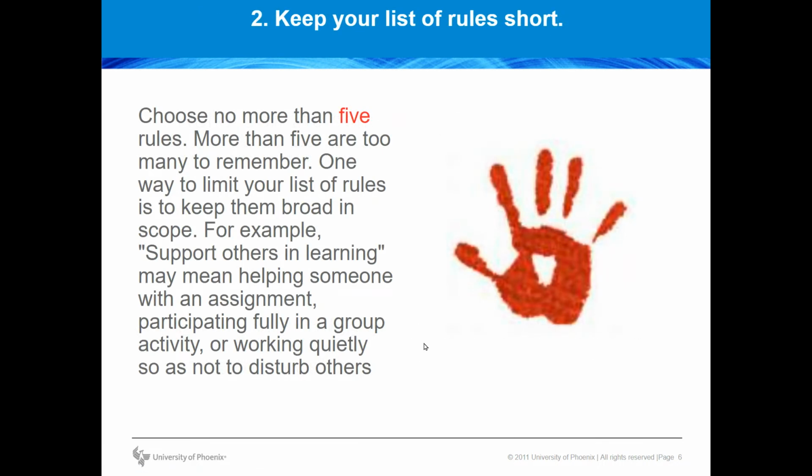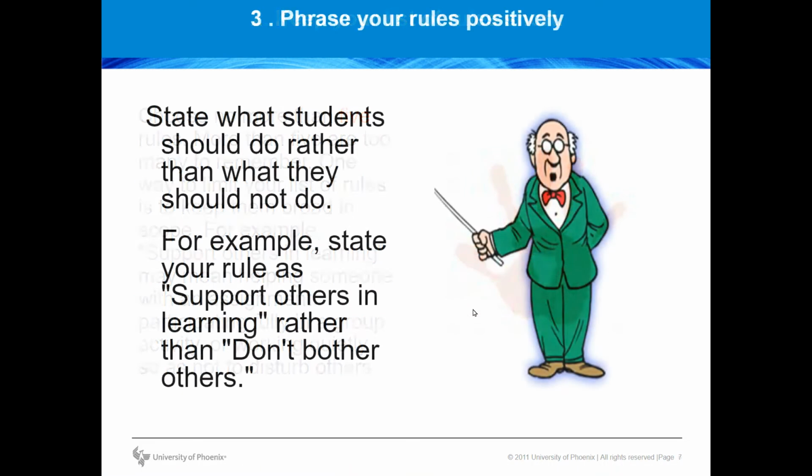When you make your classroom rules, keep your list of rules short. Choose no more than five rules. Remember, more than five are too many to remember. And one other way to limit your list of rules is to keep them broad in scope. For example, support others in learning may mean helping somebody with an assignment, participating in a group activity, or working quietly. There you can see how there was a specific rule that's broad, but then the teacher who crafted this rule has explained exactly what that means by those three sub pieces. That's exactly what you want to do in your classroom with rules as well.